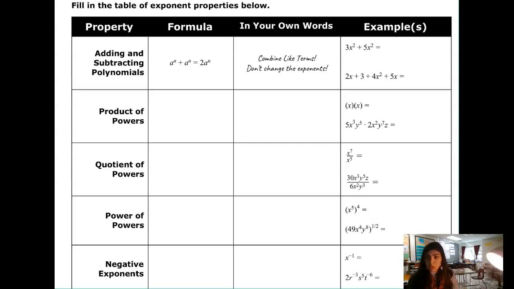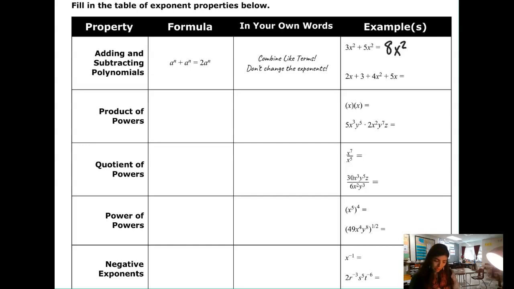So for example, 3x squared plus 5x squared is 8x squared. 3 plus 5 is 8. X squared does not change. We just change the coefficients.